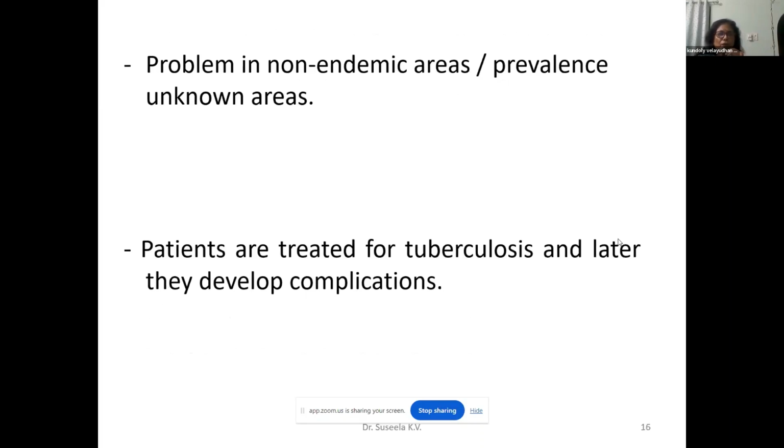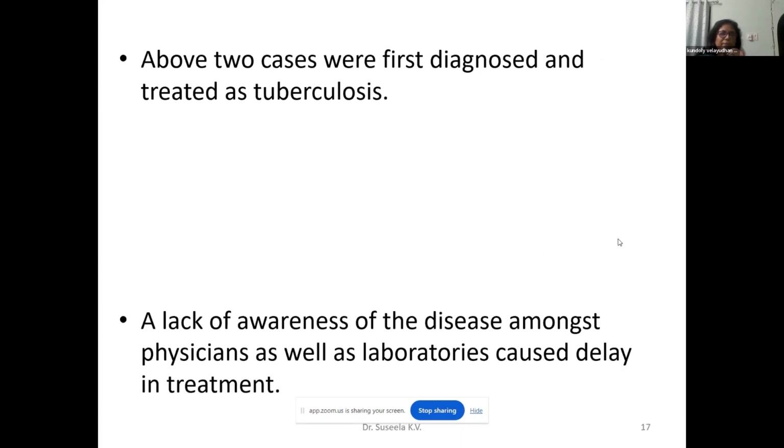The problem is with non-endemic areas, or even where it is endemic but the prevalence is unknown. Just like our area, we don't know the exact prevalence in our area. The reported cases may be the tip of the iceberg. Patients are treated for tuberculosis and they develop complications. About 2 cases were first diagnosed and treated as tuberculosis. This is due to the lack of awareness of this disease among physicians as well as laboratories. Even the laboratory physicians may miss the case.